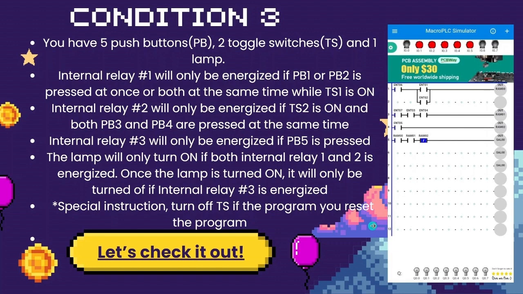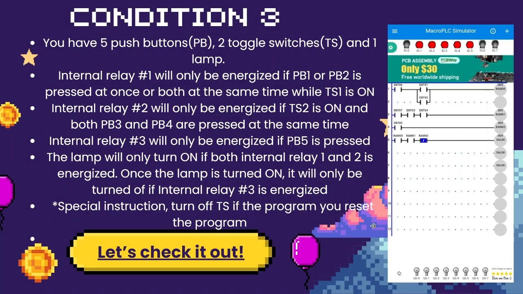Internal relay number 3 will only be energized if push button 5 is pressed. The lamp will only turn on if both internal relay number 1 and 2 are energized. Once the lamp is turned on, it will only be turned off if internal relay number 3 is energized. And for the special instruction, turn off the toggle switch if you reset the program.